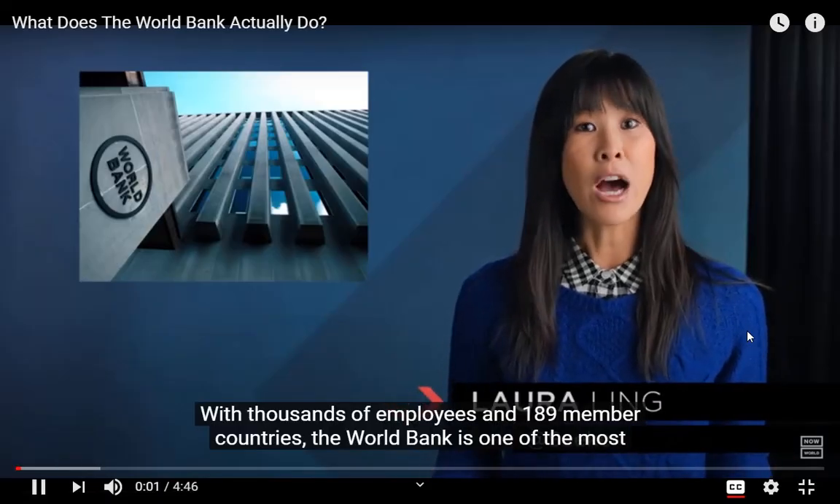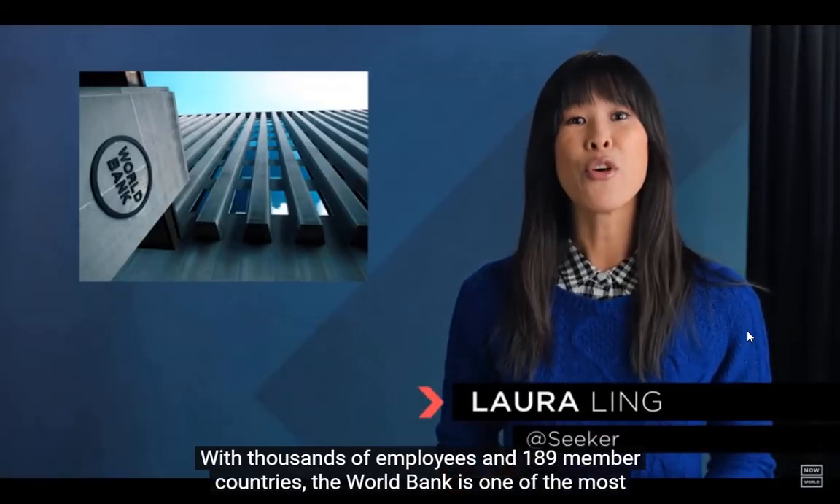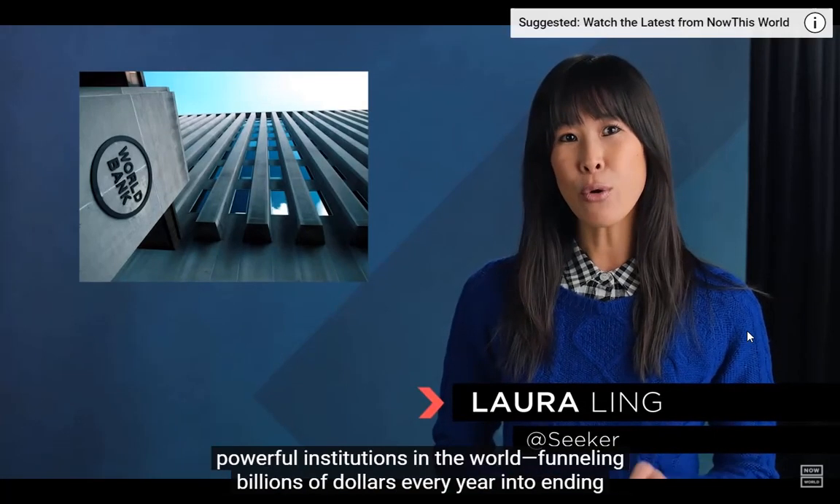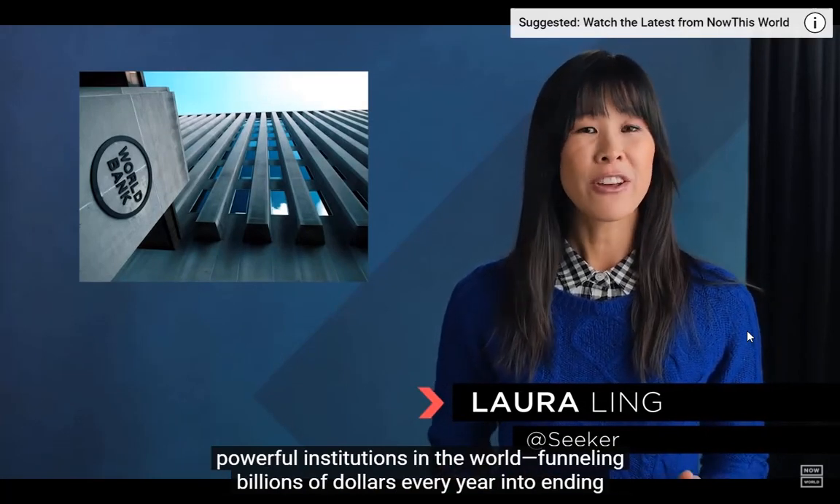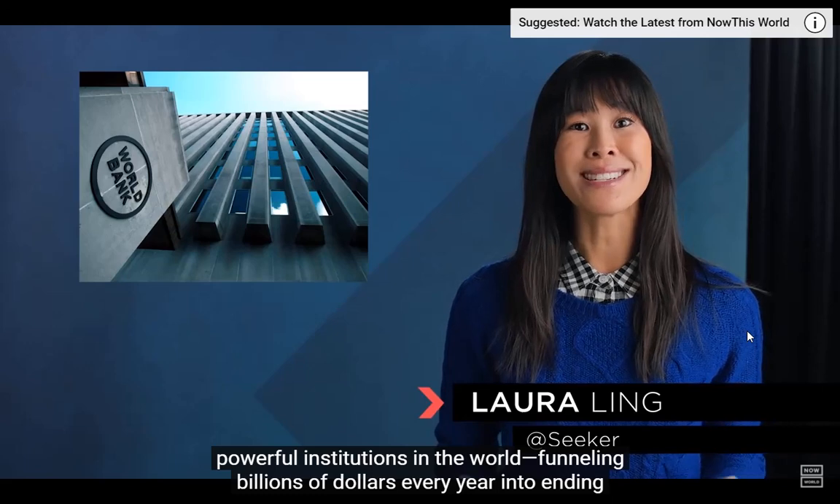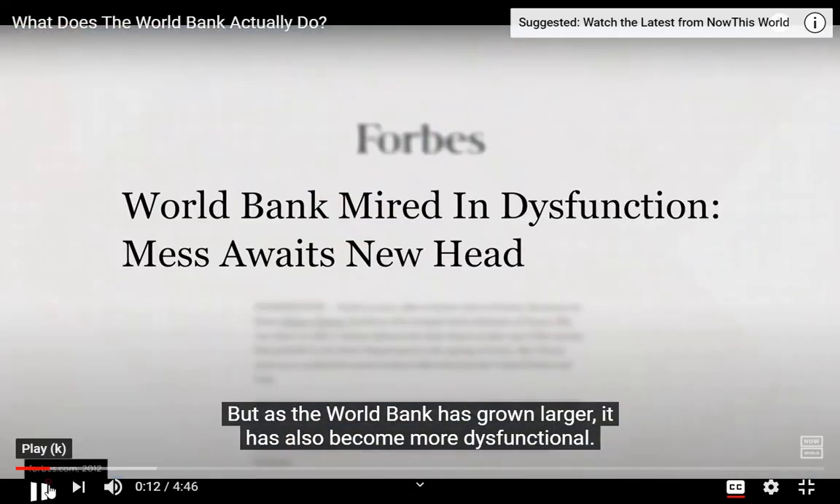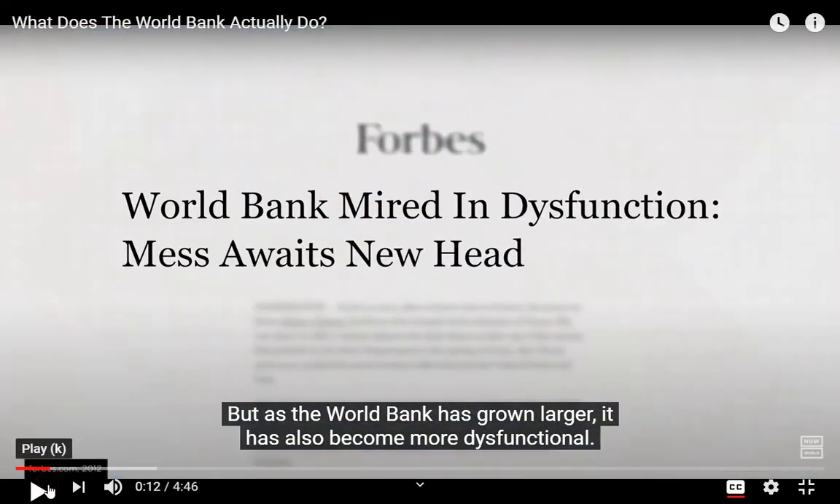With thousands of employees and 189 member countries, the World Bank is one of the most powerful institutions in the world, funneling billions of dollars every year into ending global poverty. But boom, what do they do? What's on the to-do list of the World Bank? End global poverty.